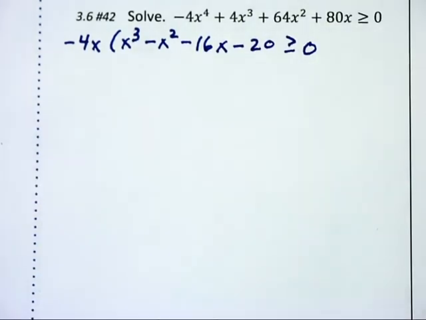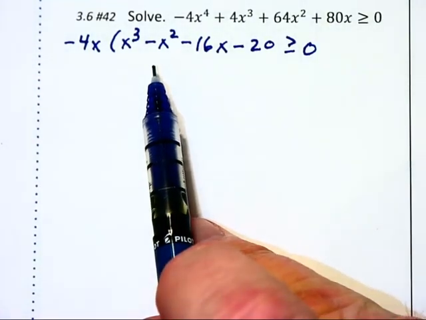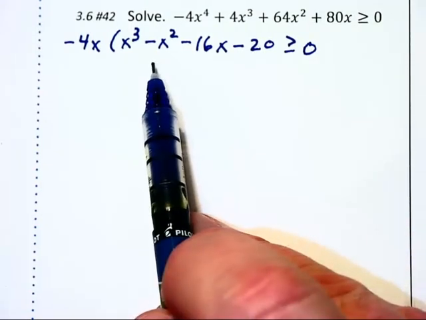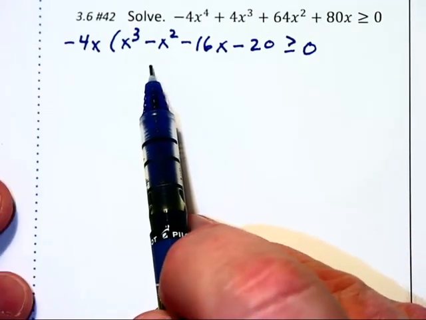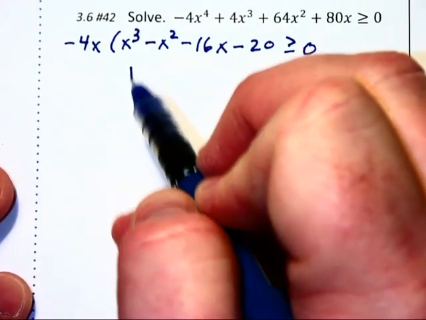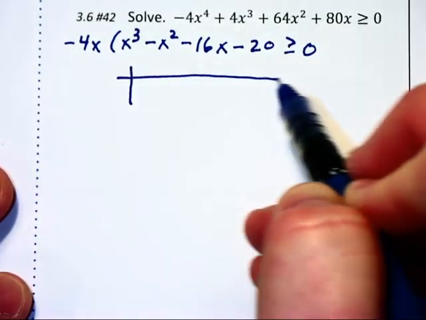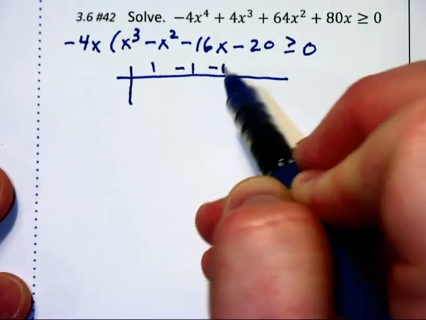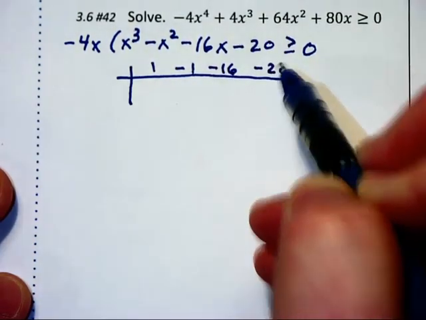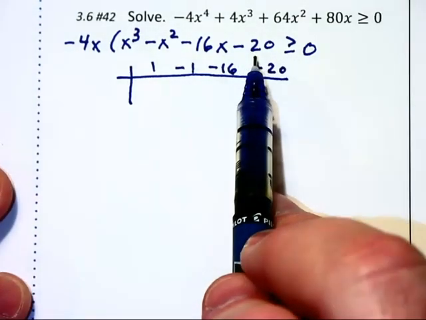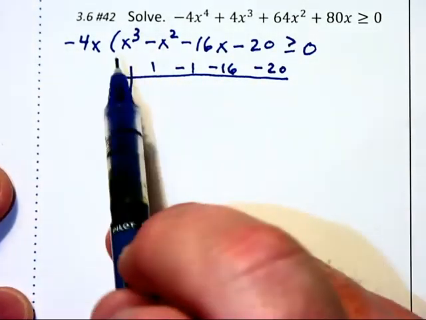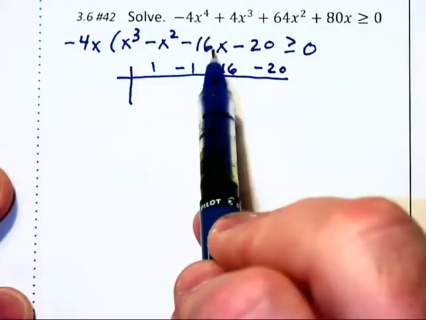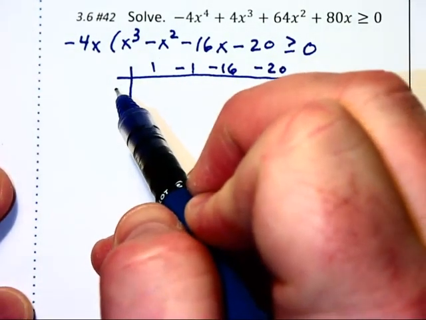Now, we'd love it if that cubic polynomial could factor using the grouping method, but it won't. So we've got to move on to something different. We're going to have to try some synthetic division until we find some values that work. So here we go: 1, negative 1, negative 16, and negative 20. I need to try factors of 20. Let's try 1. When we add up these coefficients, 1 won't work, and for the same reasoning, negative 1 won't work. So I'm going to try 2.